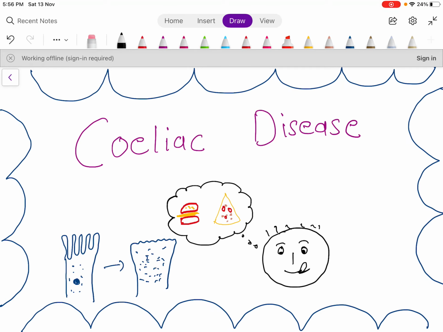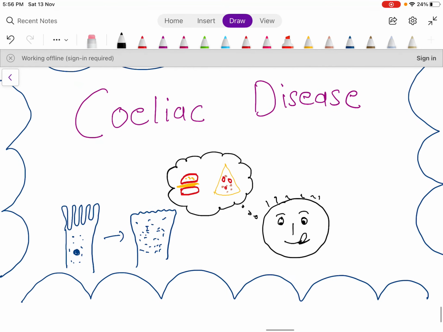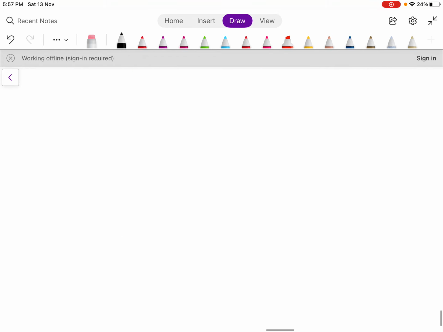Okay, so from this picture you can see that, like tropical sprue, it also affects the small bowel. Okay, and it's a gluten sensitive disease. So you should avoid this pizza or burger if you are suffering from celiac disease. Okay, so let's talk about this disease in detail.